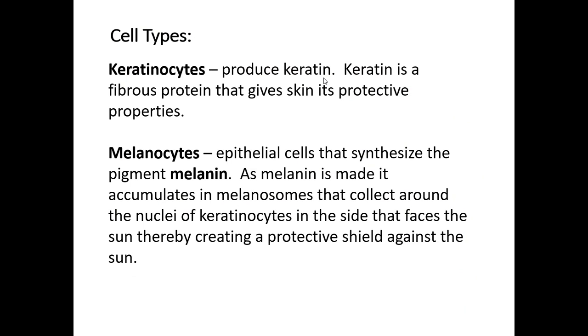So let's briefly discuss some of the types of cells that are present in skin. Keratinocytes produce keratin, and keratin is a fibrous protein that gives skin its protective properties. Melanocytes are located within the epithelial cells, and they synthesize our pigment. So the more melanocytes that are present, the deeper our pigment or the deeper our complexion would be. As melanin is made, it accumulates in the melanosomes, and then that accounts for the amount of pigment in keratinocytes in a particular portion of your skin.